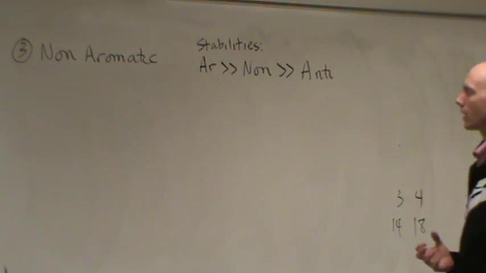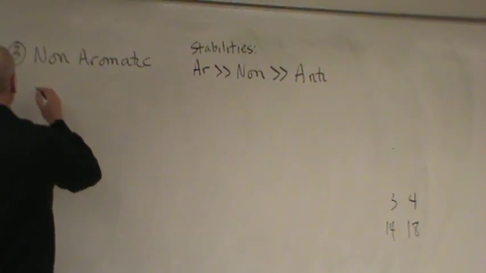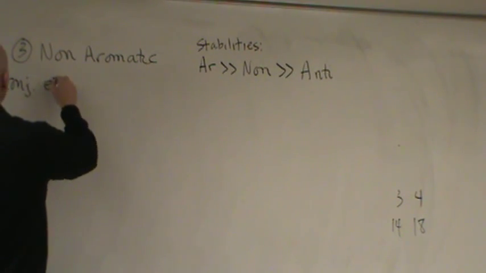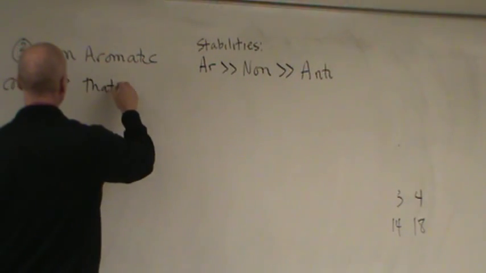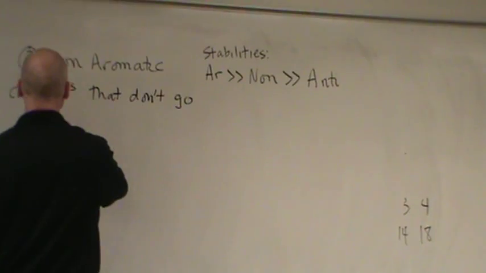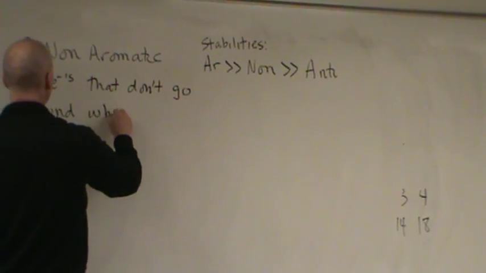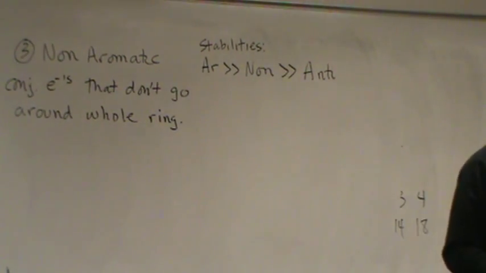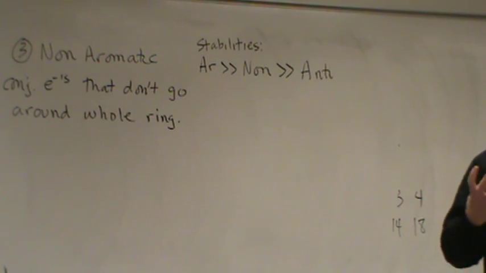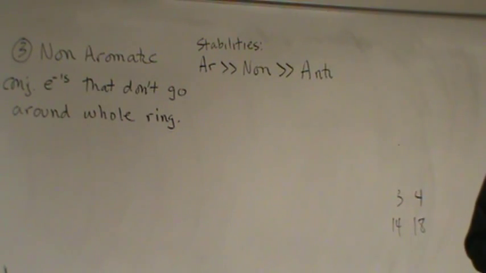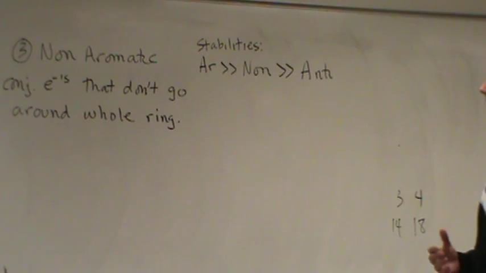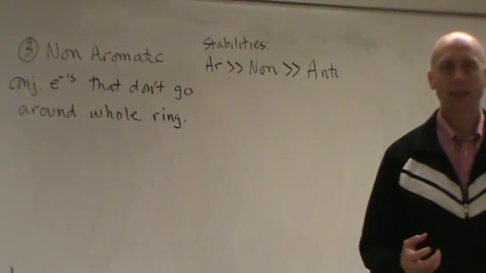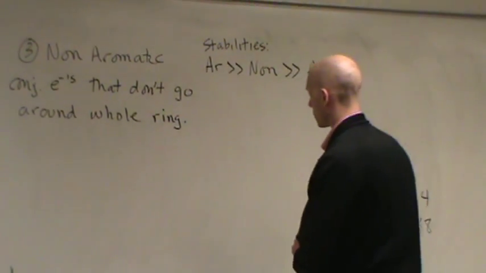So how do I know if something is non-aromatic? Well, these are when we have conjugated electrons that don't go around the whole ring. And there's no magic numbers for these. It's just simply when we don't have a continuous series of electrons conjugated around the whole ring. So what we want to do now is look at some examples of these three things: anti, aromatic, and non-aromatic.